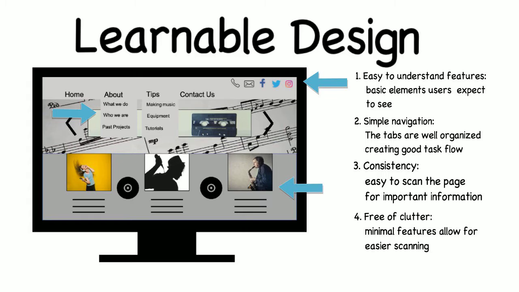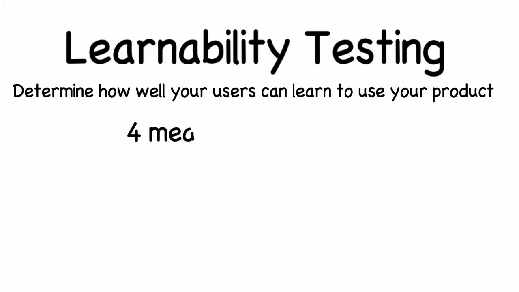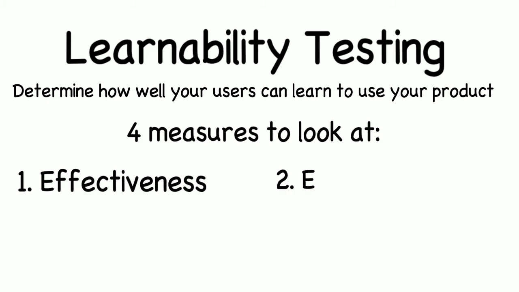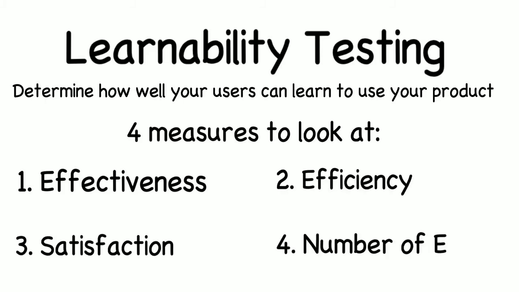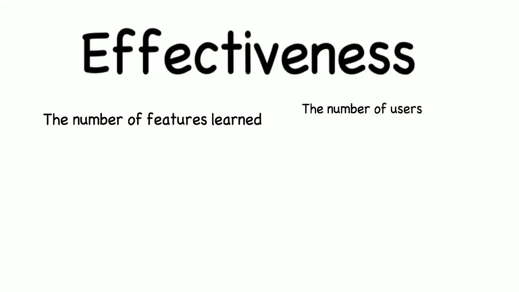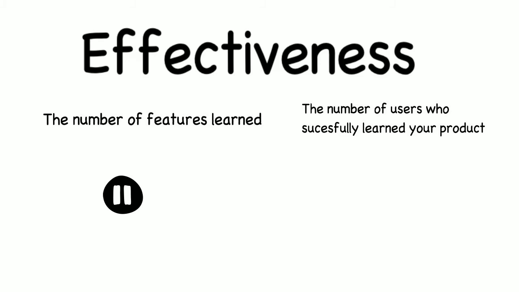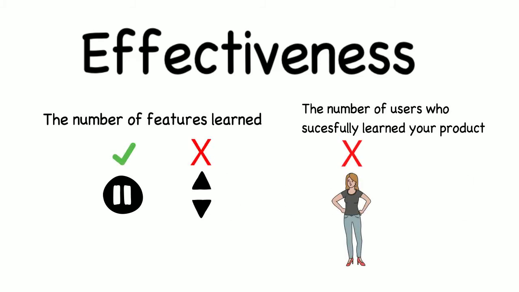Now that you understand your user base and have designed your product using the previously discussed principles, you need to actually test how well your users can learn your product. There are 4 measures you can use to test how learnable your product is: effectiveness, efficiency, satisfaction, and lastly, errors. Effectiveness is the number of features learned, or the number of users who successfully learned and used the product. If users are not able to learn the features provided, then your product serves no purpose.